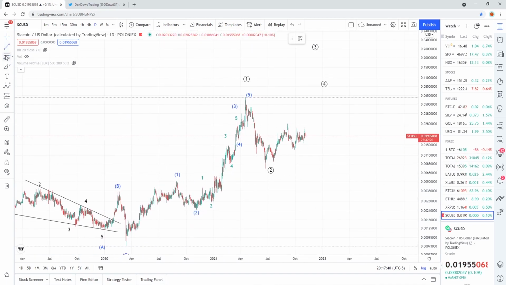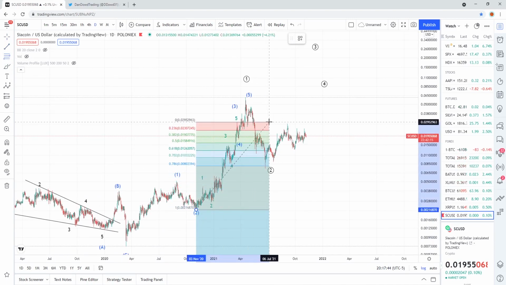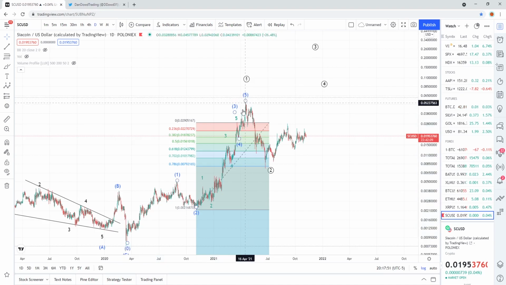And for your wave 4, a 0.382 is very common, and in this example, that's exactly what it did. It caught support at that 0.382 Fibonacci level before going on to set intermediate wave 5.